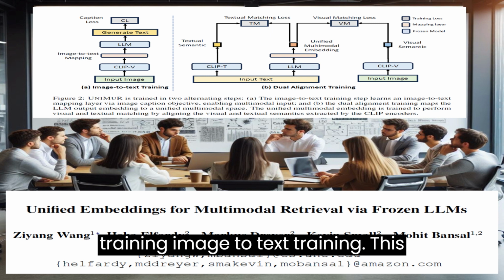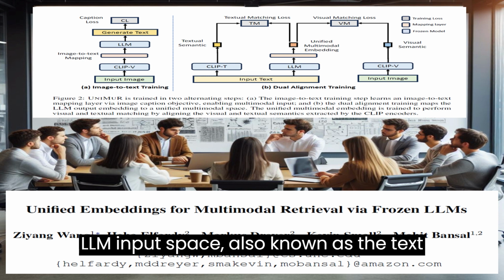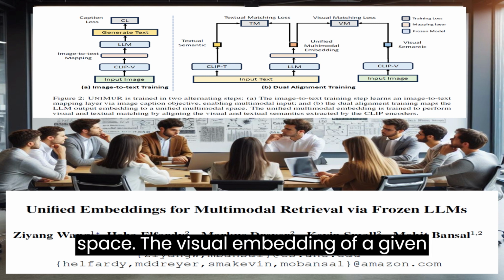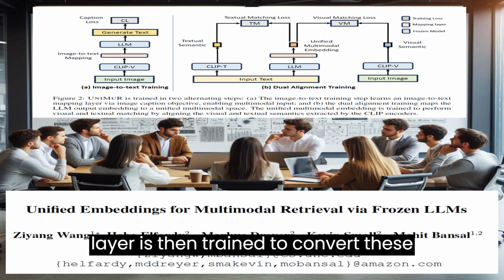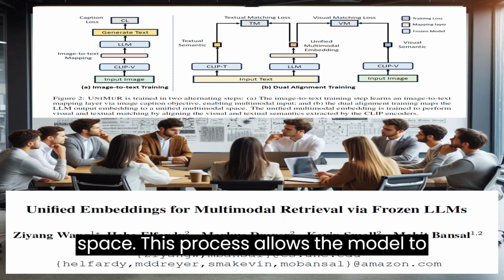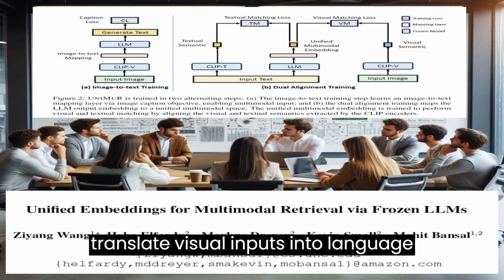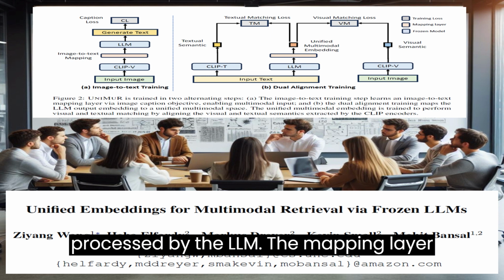Image-to-text training. This step is designed to map an image into the LLM input space, also known as the text space. The visual embedding of a given image is initially extracted using the CLIP visual encoder. A linear mapping layer is then trained to convert these visual embeddings into the LLM's input space. This process allows the model to translate visual inputs into language-like tokens that can be directly processed by the LLM.